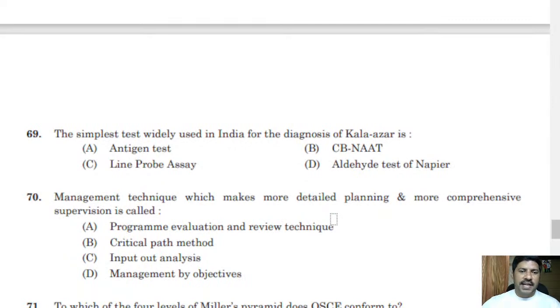Then 69th question. The simplest test widely used in India for the diagnosis of Kala Azar is. Option D, that is the aldehyde test or Napier test. For diagnosing Kala Azar in India, the widely used test is the aldehyde test of Napier.